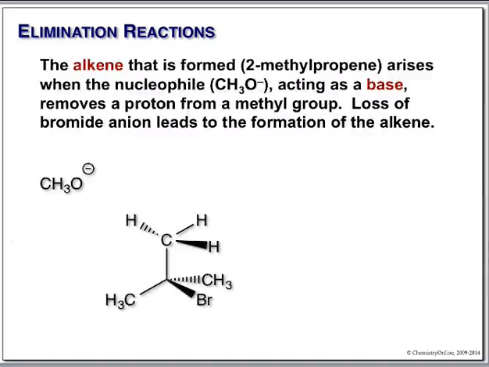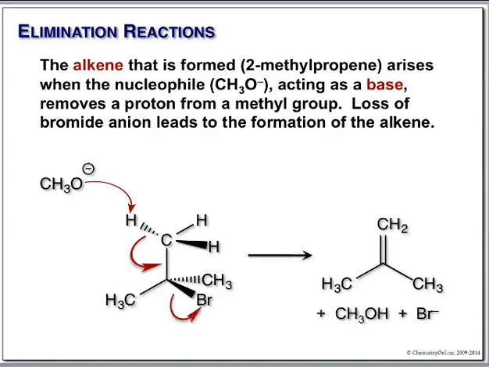Well, you've got this strong base floating around in there. Strong bases can not only serve as nucleophiles, but they can also serve as a simple base. Here, methoxide can pull off a proton. The electrons from this bond move in, the leaving group goes, and presto, we have an alkene.